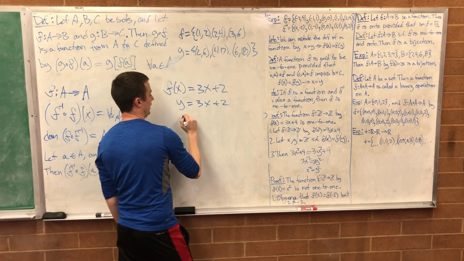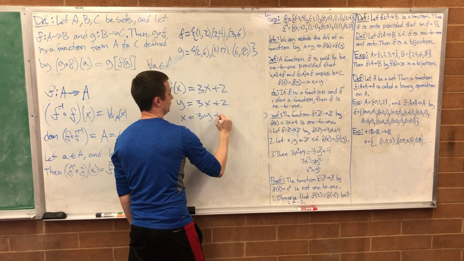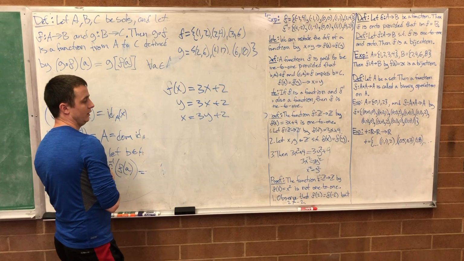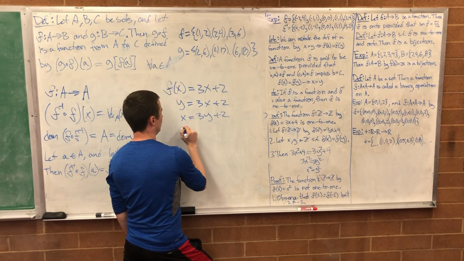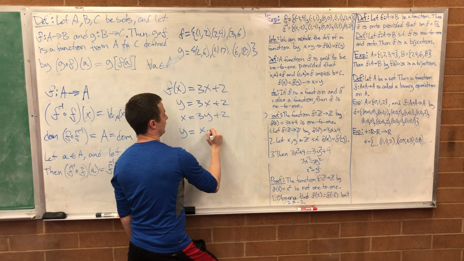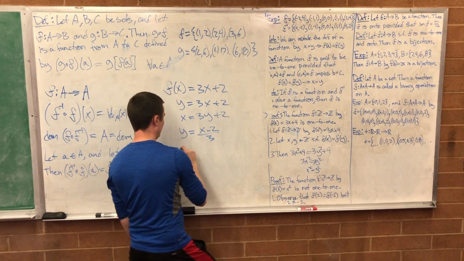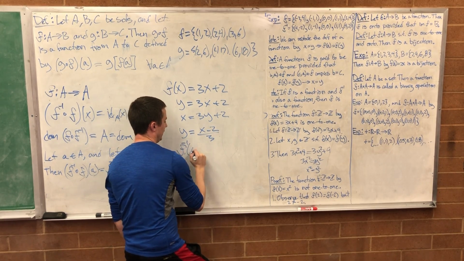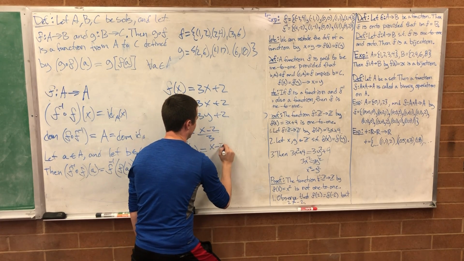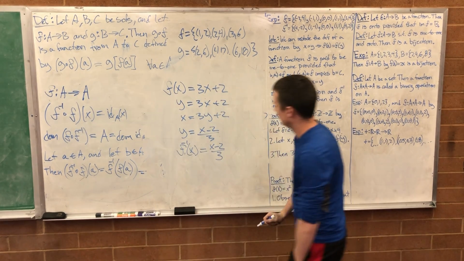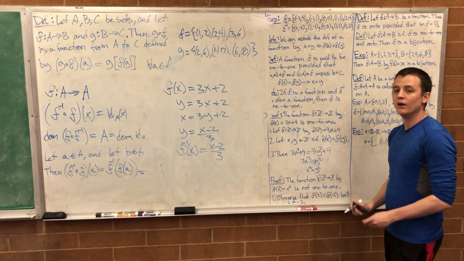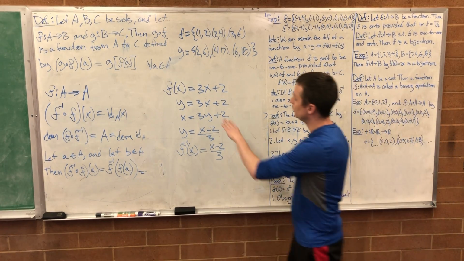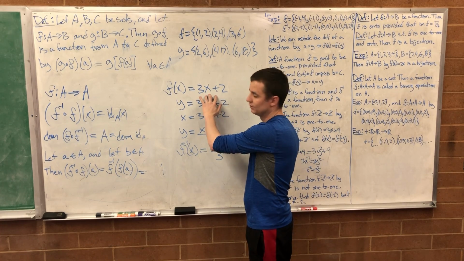Then switch your x's and y's. X is equal to 3y plus 2. Then solve for y. So then, subtract 2 and divide by 3. Y is equal to x minus 2 over 3. Or in other words, f inverse of x is equal to x minus 2 over 3. That's a perfectly valid way to do it. Another way to do it is to just keep undoing this expression until you're left with x.